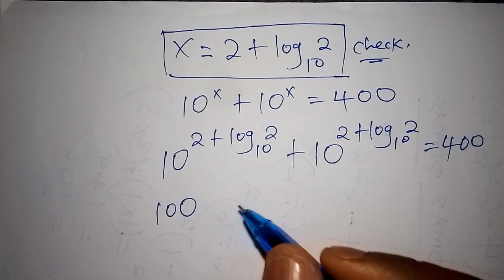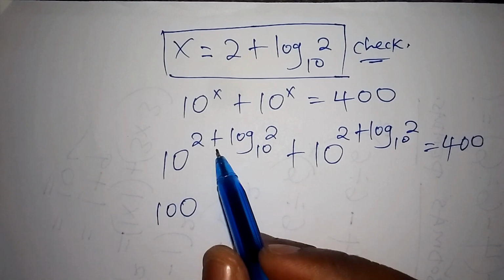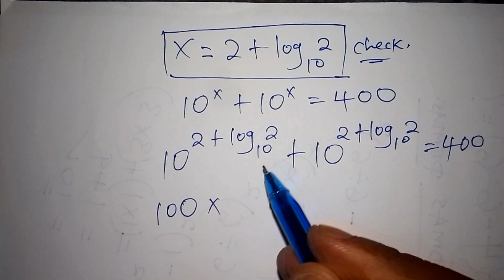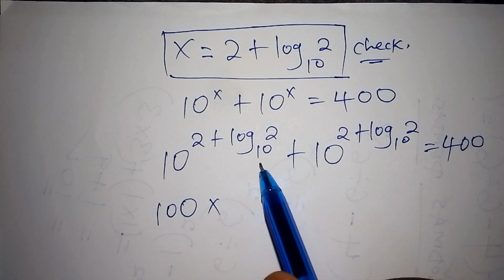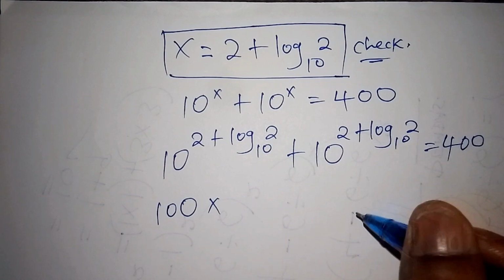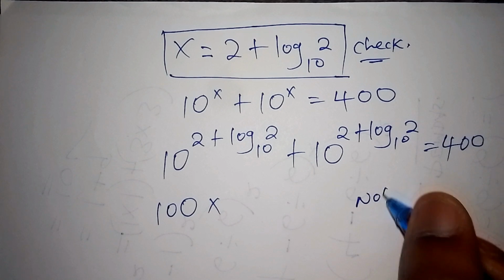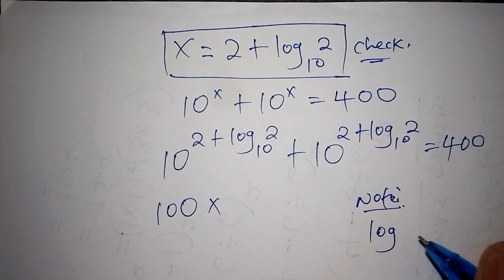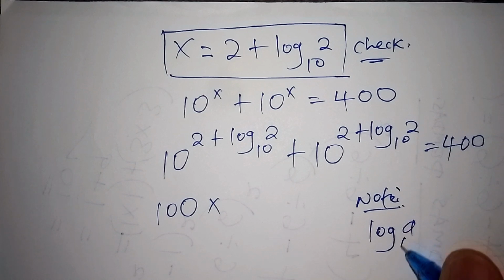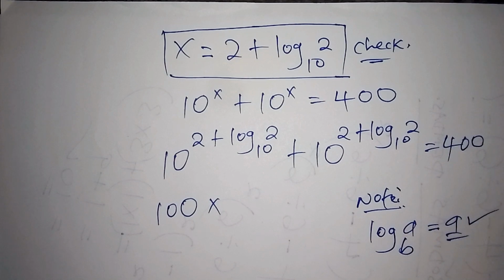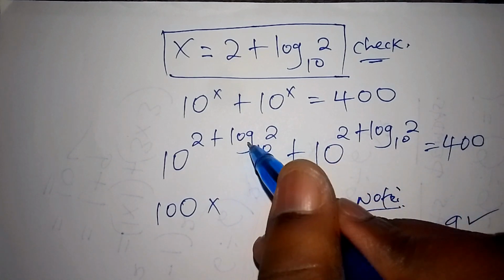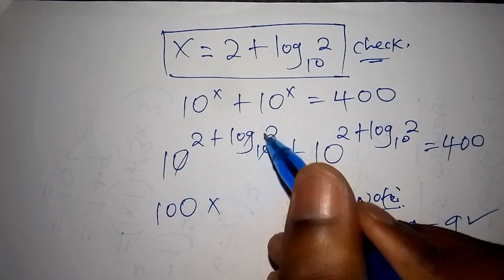According to the law of logarithm, the addition sign shall now change to the multiplication sign. So here we have 10 to the log of 2 to base 10. Note that when we have something like 10 to the log of a to the base 10, this is the same as a, so the answer is a. So here the log to base 10 and the 10 shall cancel, and we shall have 2.